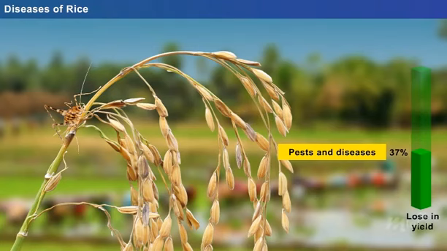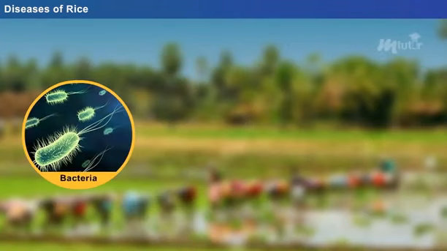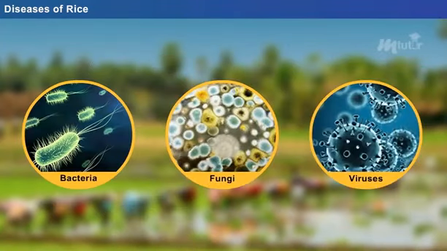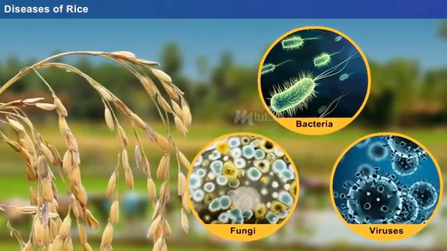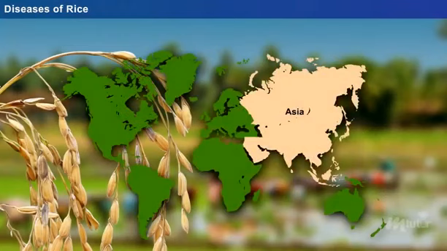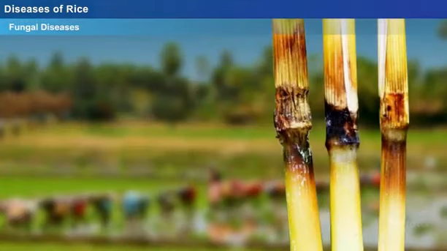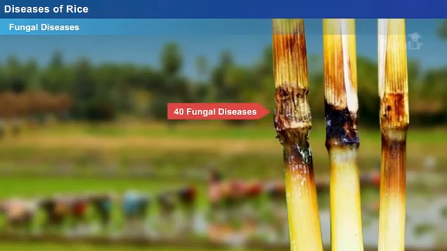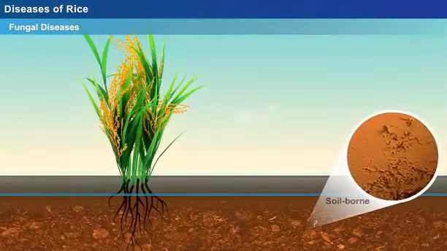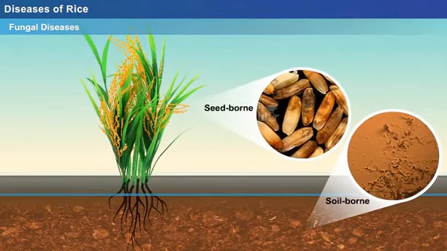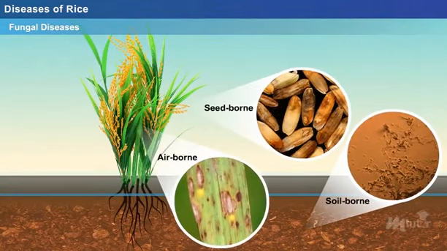Most of the diseases in rice are caused by several organisms, such as bacteria, fungi, and viruses. This lesson briefly describes the most commonly occurring rice diseases in the Asian continent. Fungal diseases. Approximately, there are more than 40 fungal diseases of rice. They may be either soil-borne or seed-borne or airborne. Here comes the description of the most commonly occurring fungal diseases of rice plant.